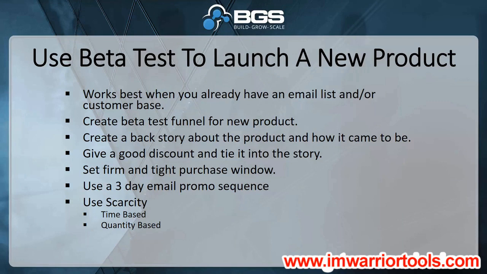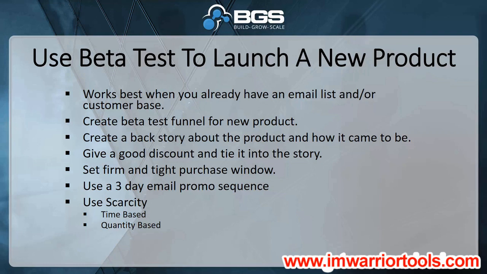So use a beta test to launch a new product. This works best when you already have an email list and/or a customer base. The best way to do this is, like I said, with an email list. If you don't have an email list, you're just going to probably drive paid traffic or press releases and things like that. You're going to use traditional paid media to acquire. But the best way to launch a new product using the beta test is with your own email list because it's the fastest. So that's what this little video is going to focus on teaching you how to do.